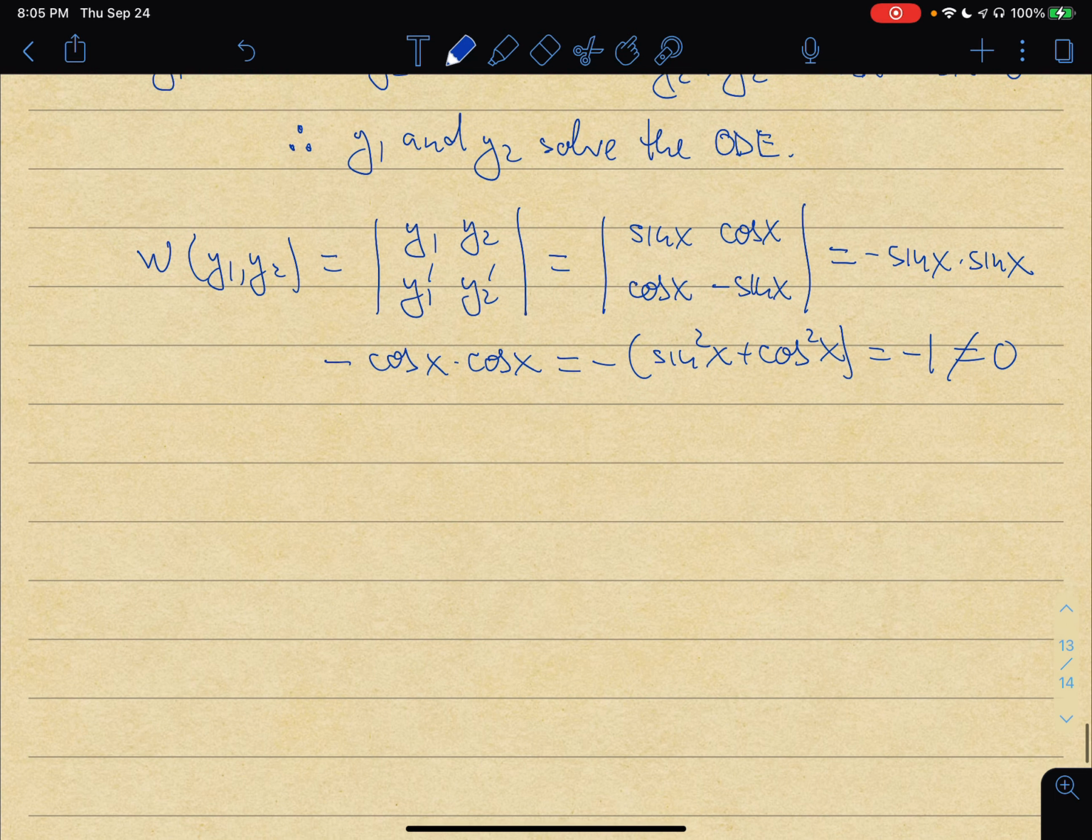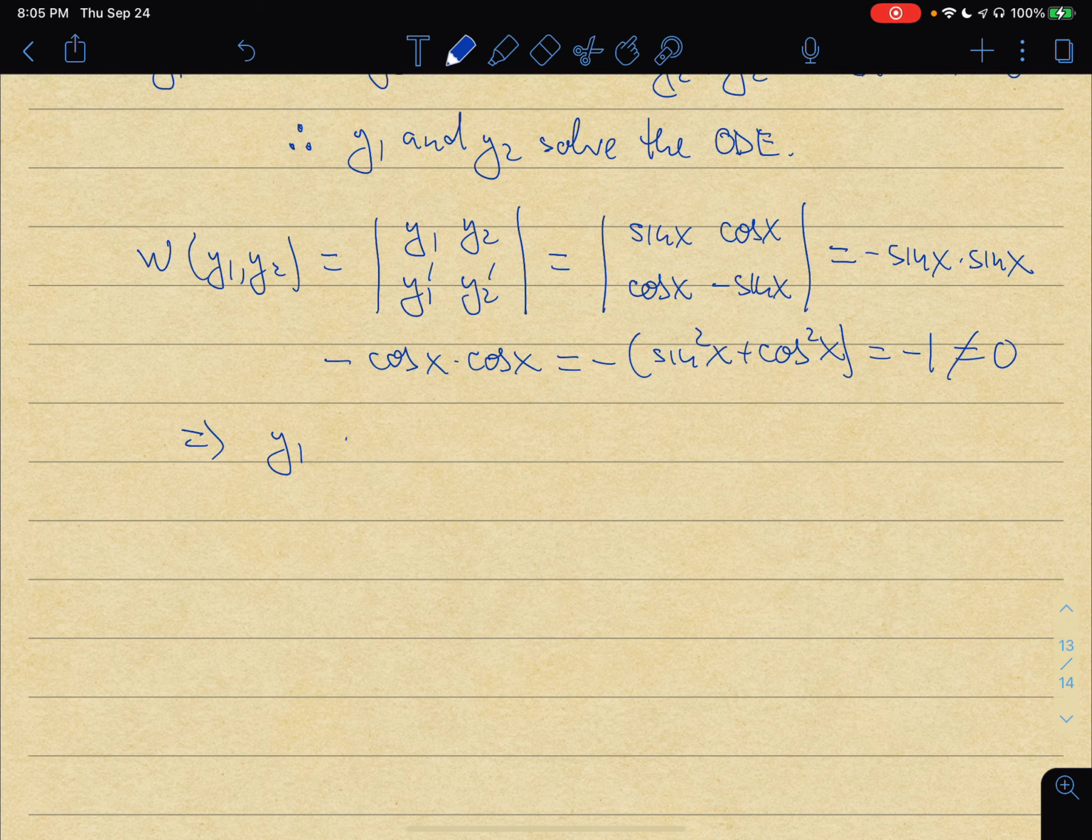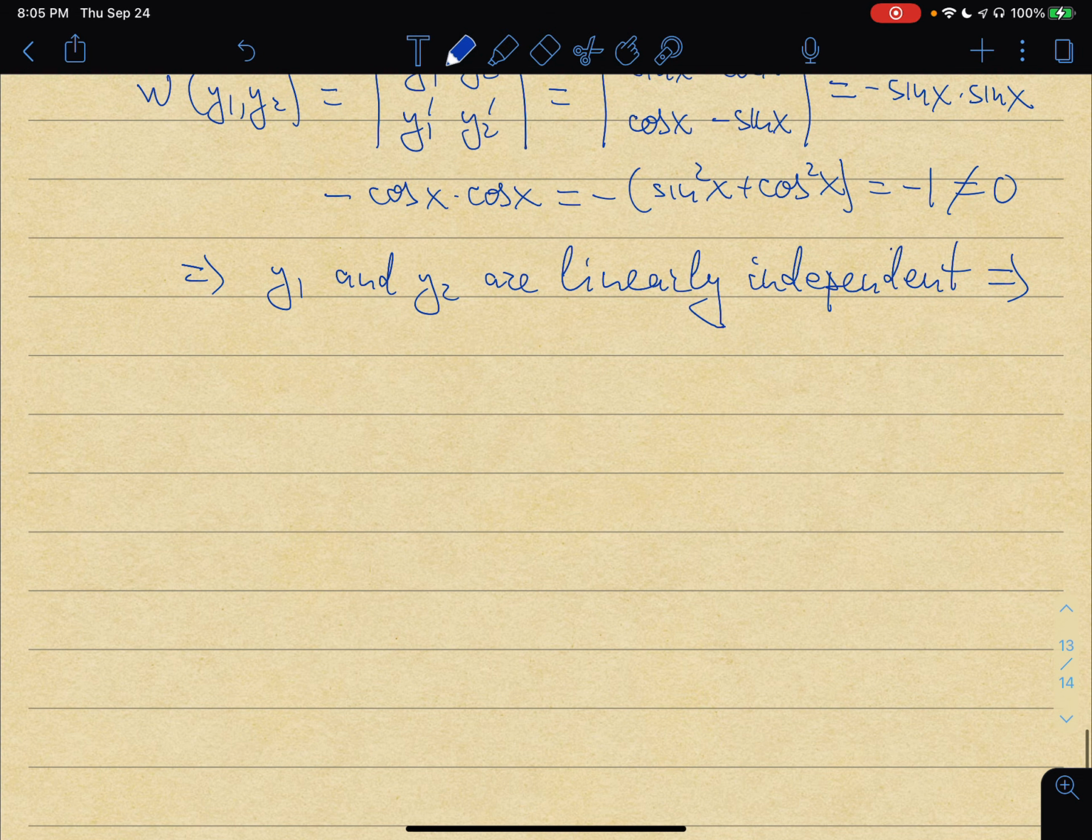And so that means that y1 and y2 are linearly independent. And if they're linearly independent, then that means that I can form a general solution out of them. y of x equal to c1 sine x plus c2 cosine x. This is a general solution of the ODE.